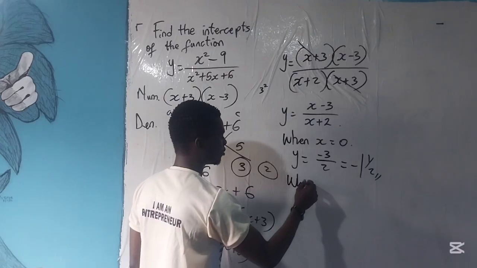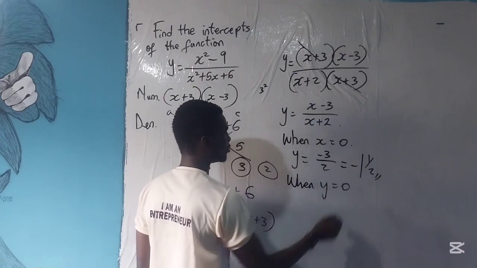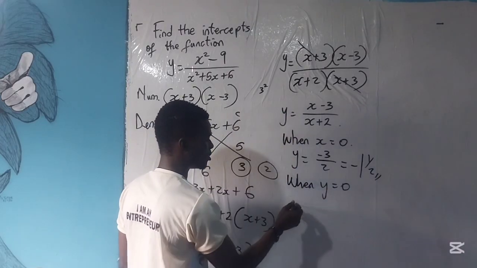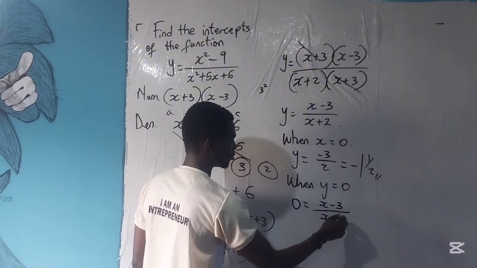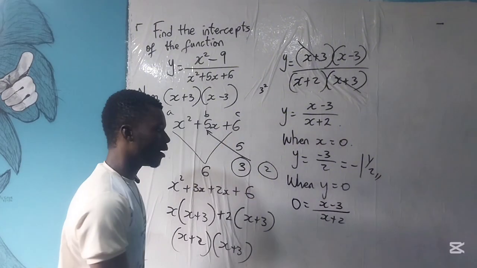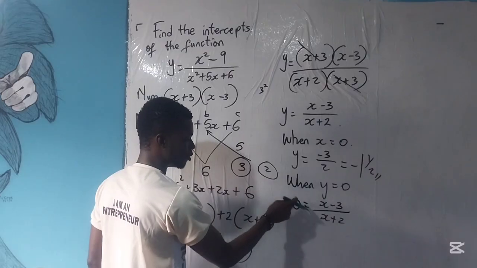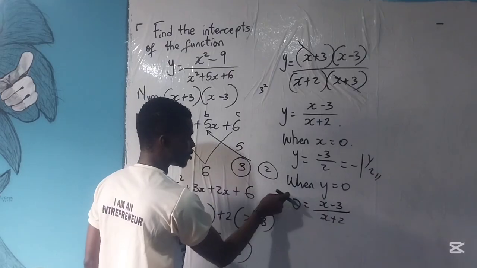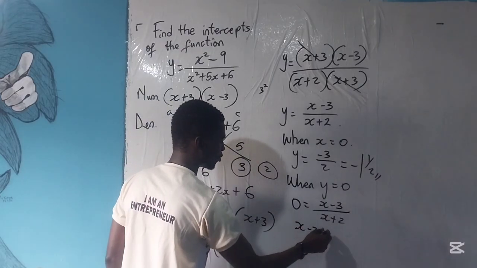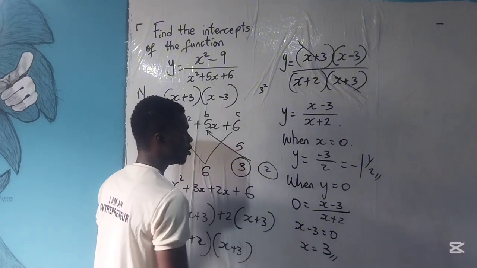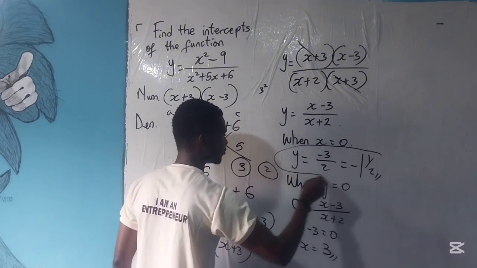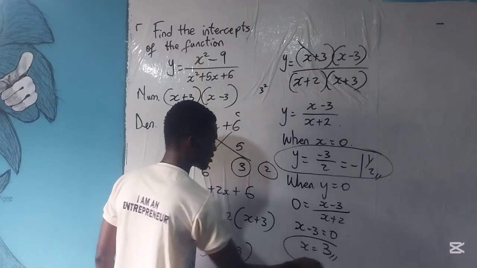Now, what about the x-intercept? That's when y equals 0. When y equals 0 in this function, that means 0 equals x minus 3 over x plus 2, right? If you cross multiply, this will multiply 0. You know, 0 is 0 over 1. So that means we have x minus 3 equals 0. That means x equals 3, positive. So this is the y-intercept, and this is the x-intercept.